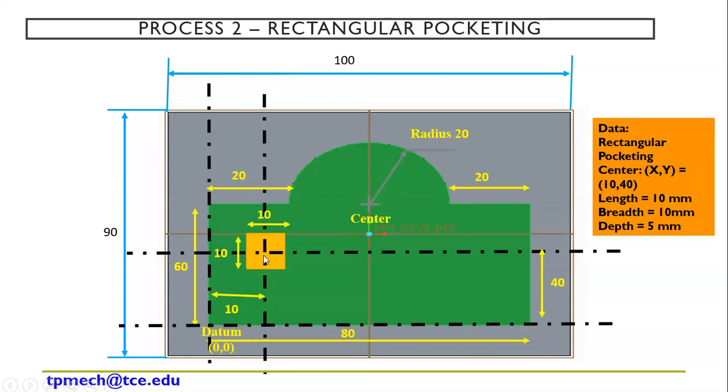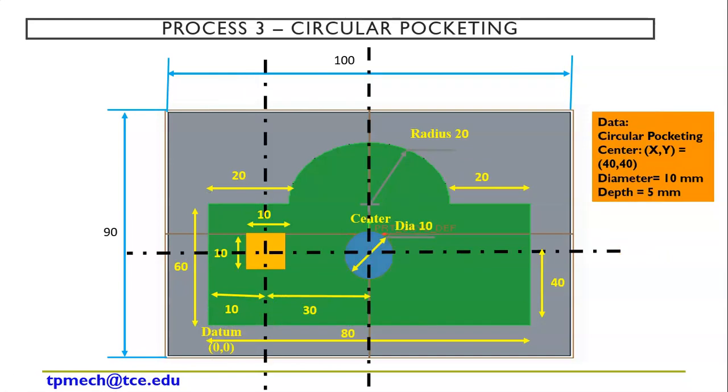So here I draw the square or rectangular pocketing, the size of 10 by 10, and then the depth is 5 mm. The entire plate is 10 mm, but I took only a depth of 5 mm, right? So the next one is circular pocketing.